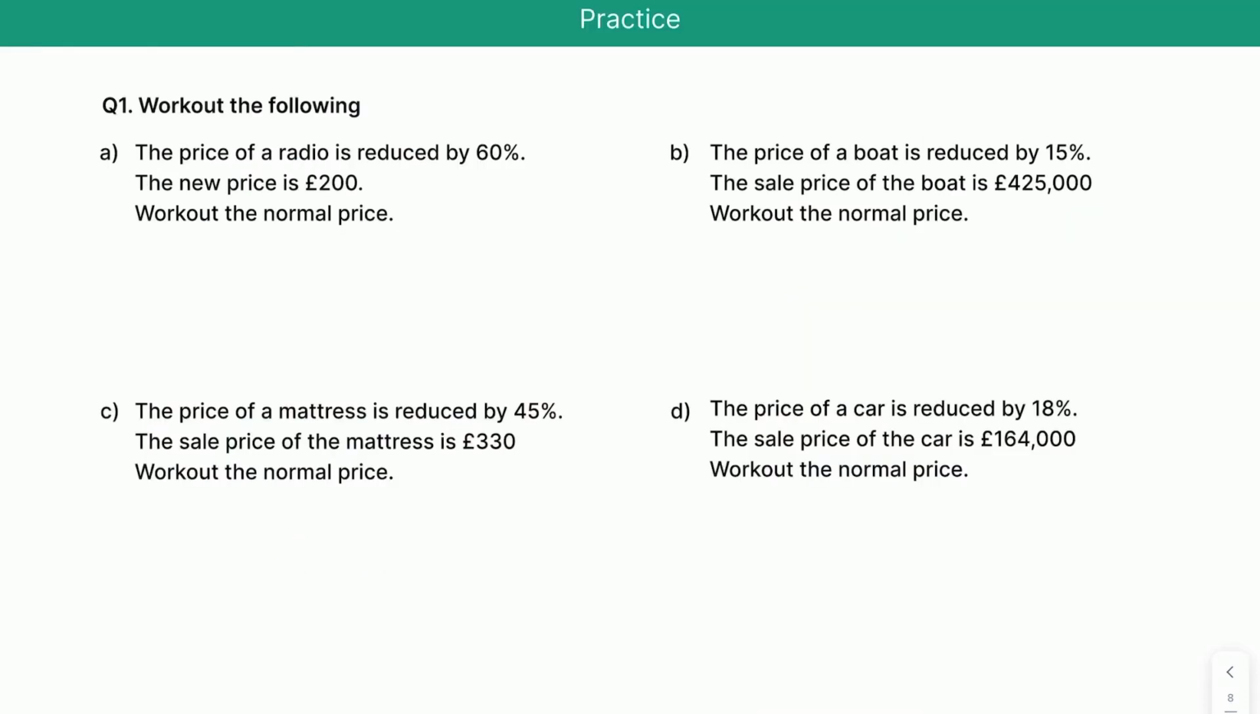So here's some practice questions. Press pause and have a go. Here are the answers, mark your work.